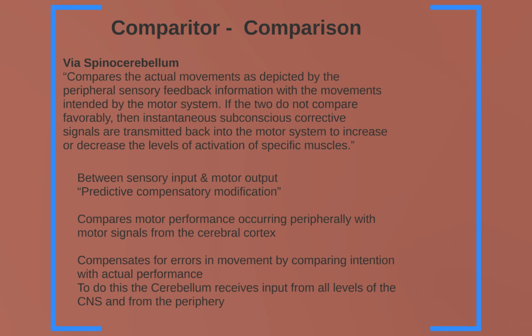So ultimately, the cerebellum as a comparator is operating in the spinocerebellum, but it's important to note that it's receiving input from everywhere throughout the CNS as well as input from the periphery.